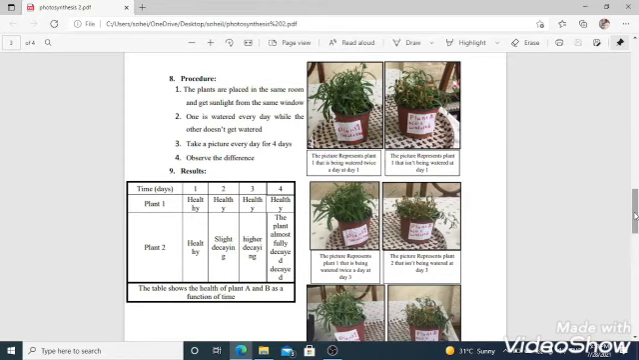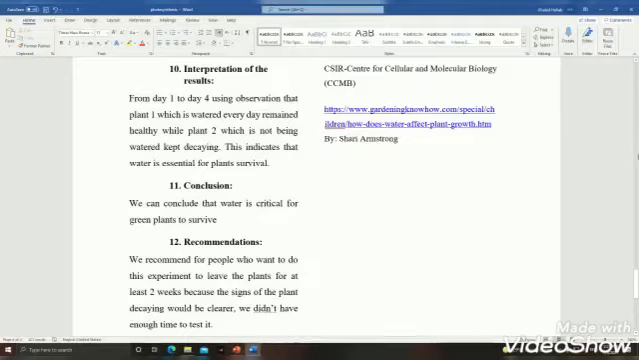The results of the experiment are presented in the following table. This table shows the health of plant A and B as a function of time. Plant A remained healthy for 4 days while plant 2 started decaying after day 1.